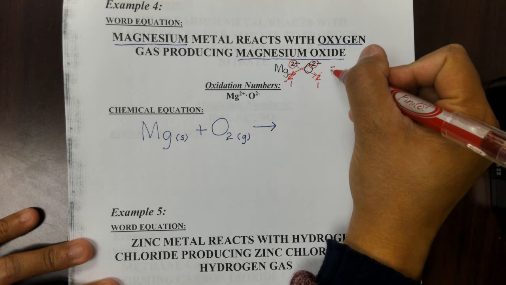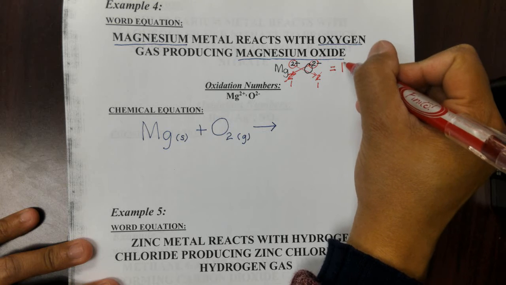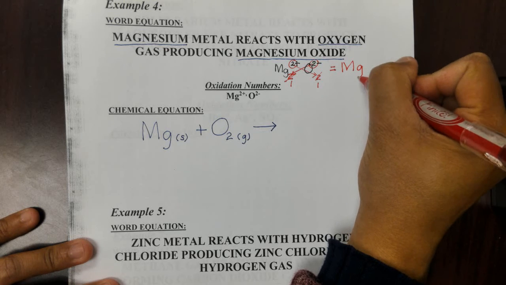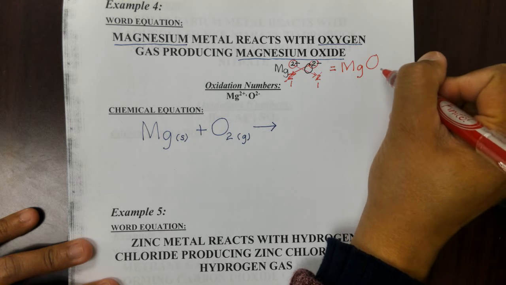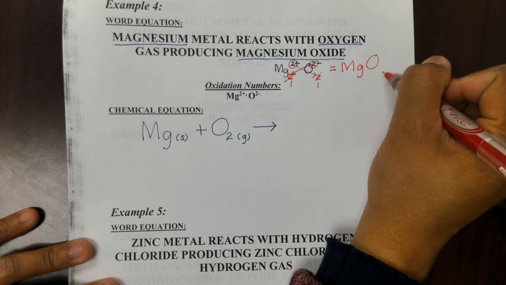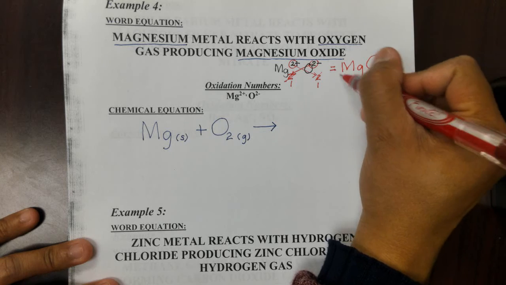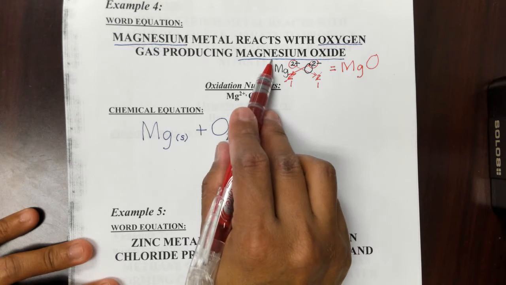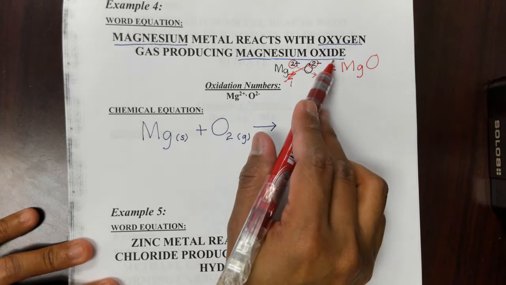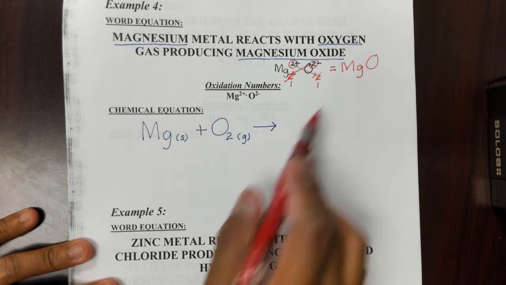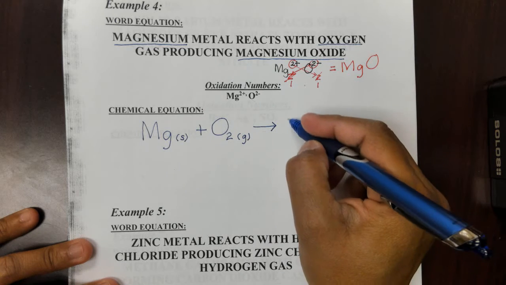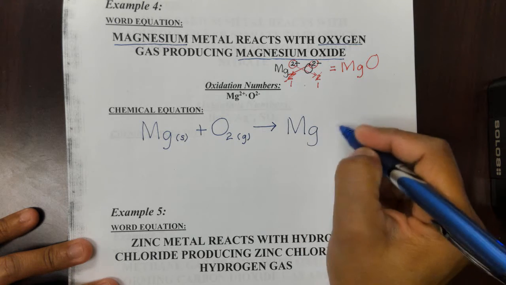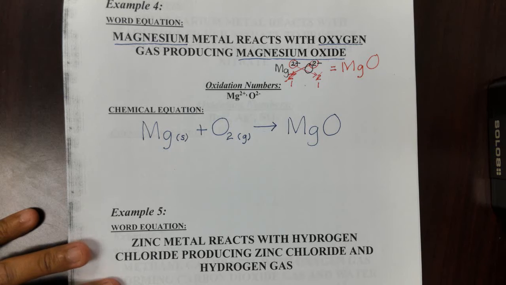Therefore, the result of this will just be Mg1, no need to write the 1, and then O, which is also 1, so there's no number written. So MgO is the chemical formula of magnesium oxide. So MgO, we will copy it here as our product, MgO. And that is for the 4th example.